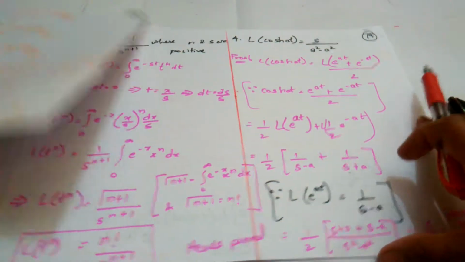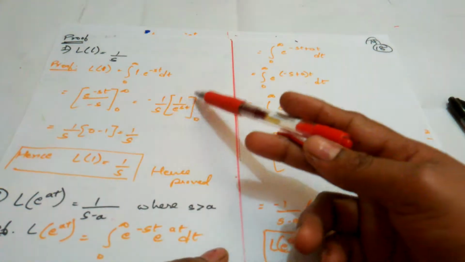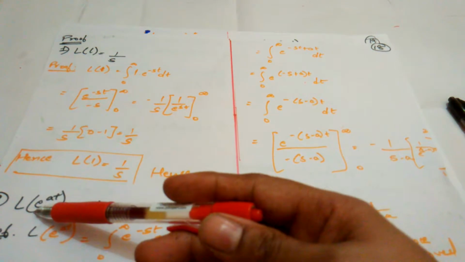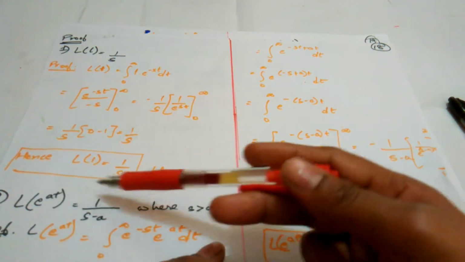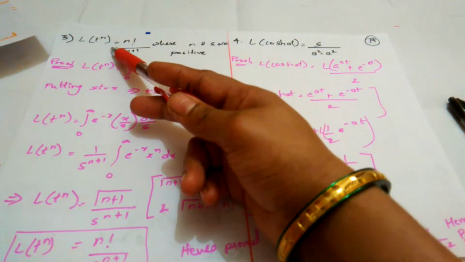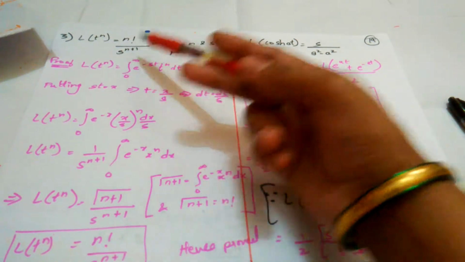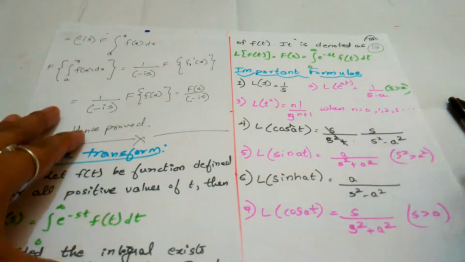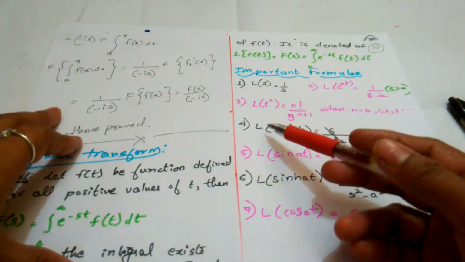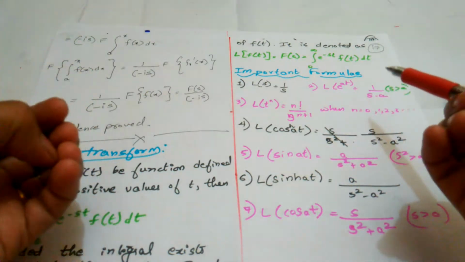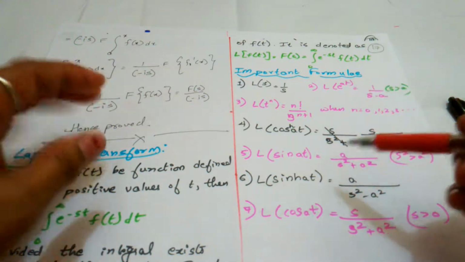We have completed our proofs like this. L of 1 is equal to 1 upon s. We have proved L of e raised to at is equal to 1 upon s minus a, and then L of t to the n is equal to n factorial upon s to the n plus 1. Now in this video we are going to learn the remaining four formulas which are almost the same, just a minute difference, but they are a bit confusing to remember.